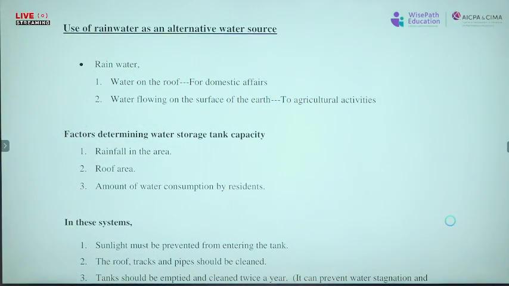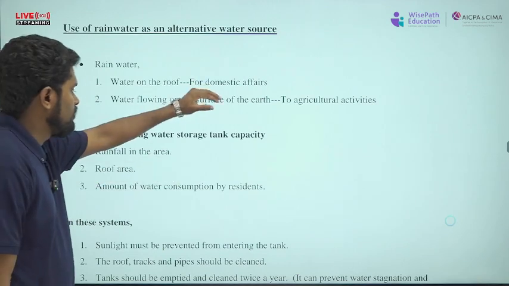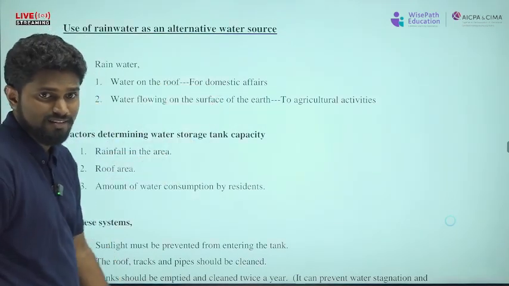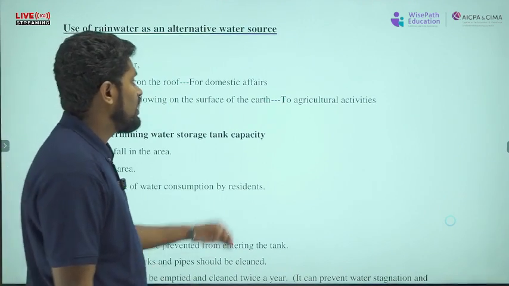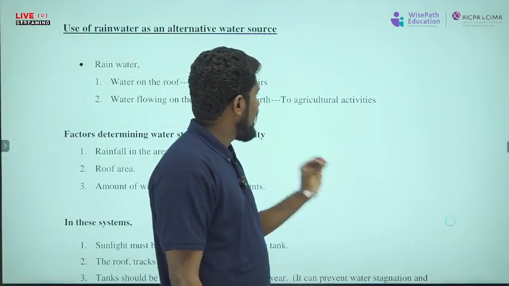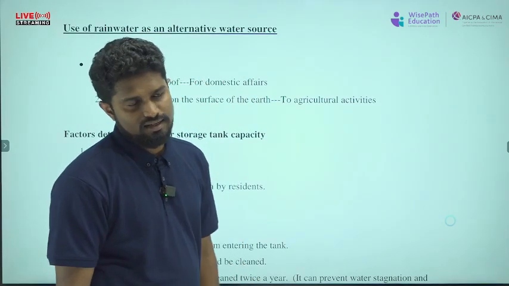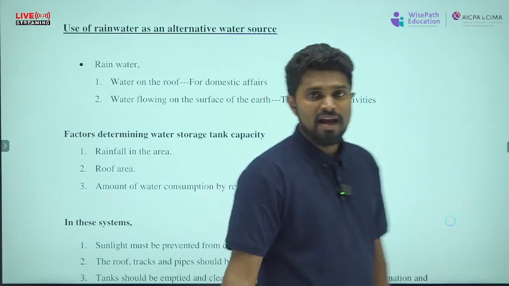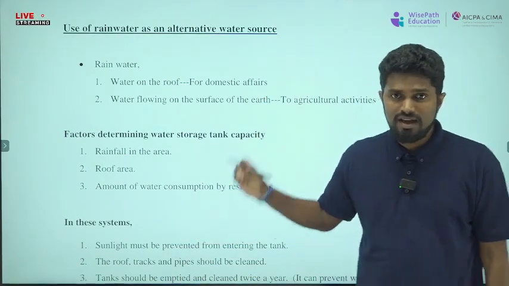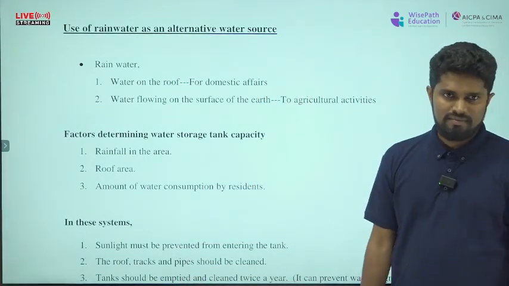Rain water. Water on the roof we can use for the domestic applications, and water flowing on the surface on the earth you can use for agricultural activities. Hari ඔයා මොකක් හරි අර වවන agricultural activity එකක් කරනවා නම් පුතේ, then we can use that water for the agricultural activity. Clear?